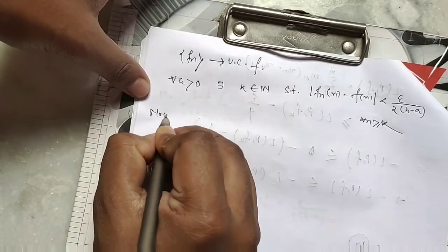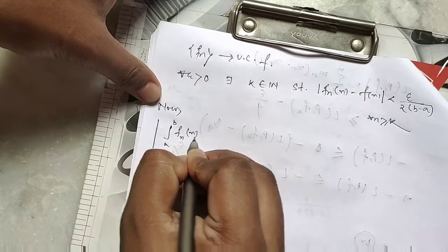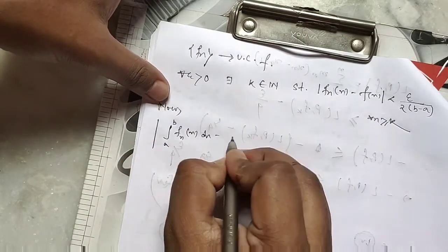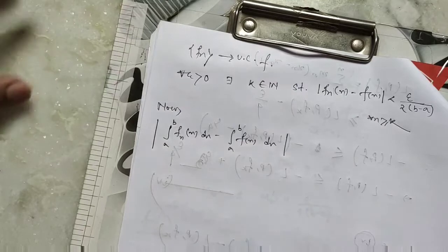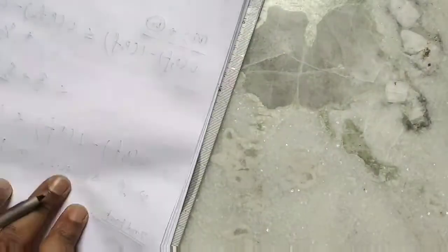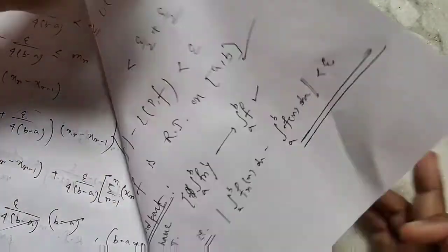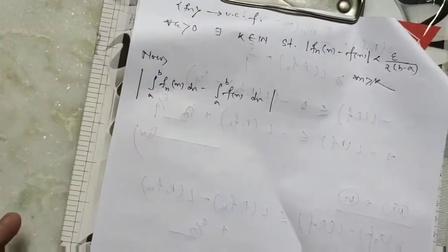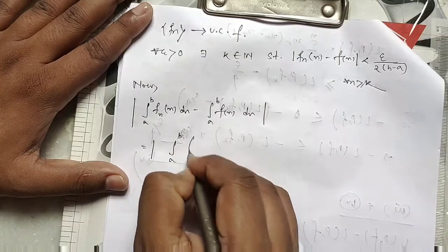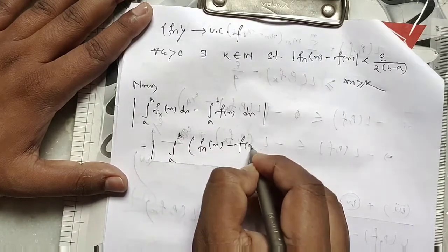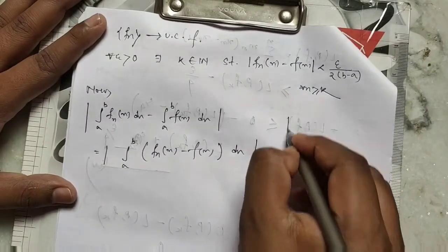Now, mod of integration a to b fn x dx minus integration a to b f x dx. We take this, and we will prove this is less than epsilon. So this is equal to mod of integration a to b of fn x minus f x dx.